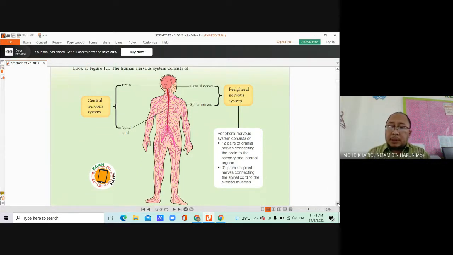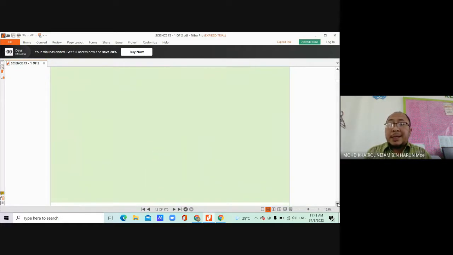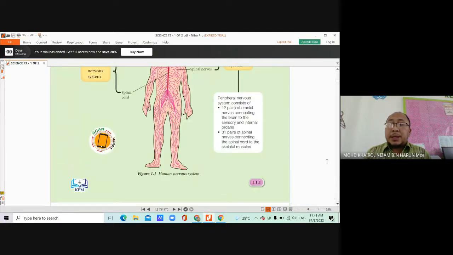Okay, so you have to remember this one. The peripheral nervous system consists of 12 pairs of cranial nerves connecting the brain to the sensory and internal organs, and also 31 pairs of spinal nerves connecting the spinal cord to the skeletal muscle. So this is the structure of the human nervous system. Very simple structure.